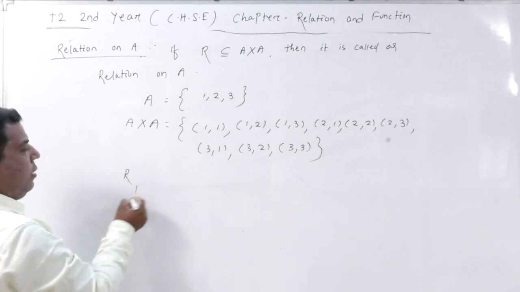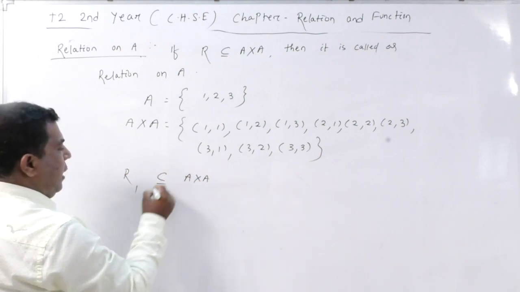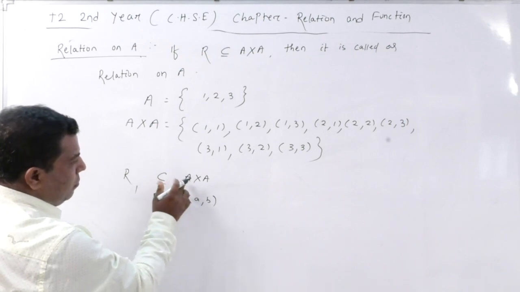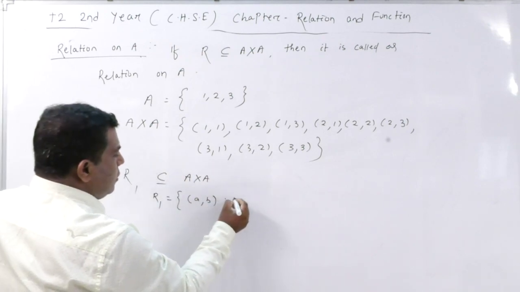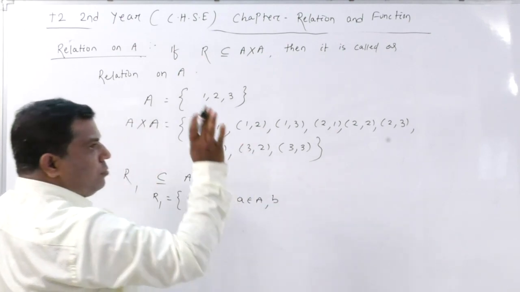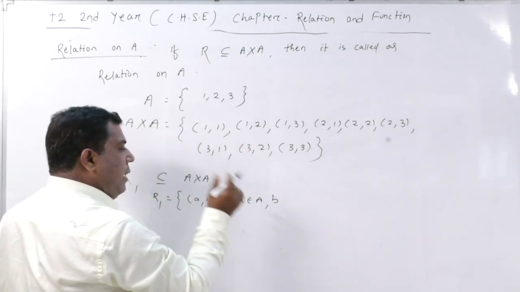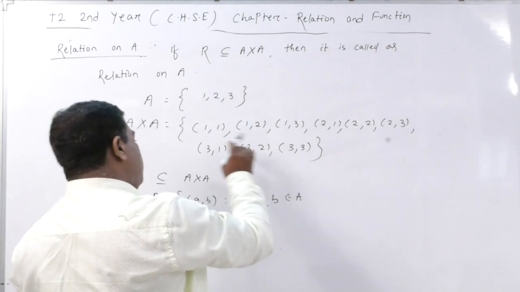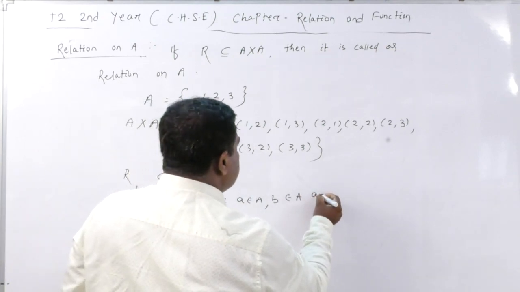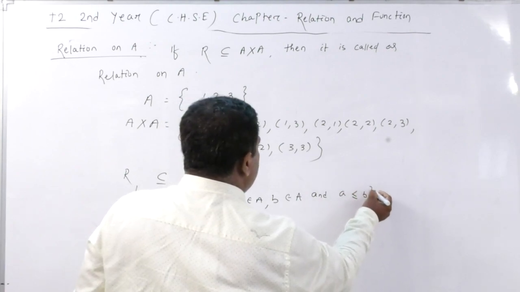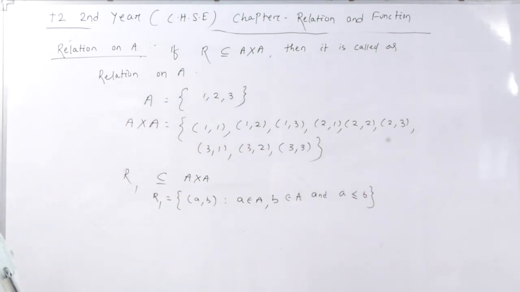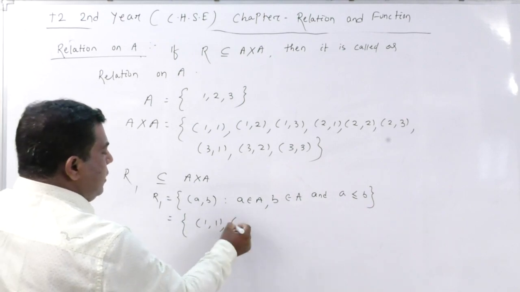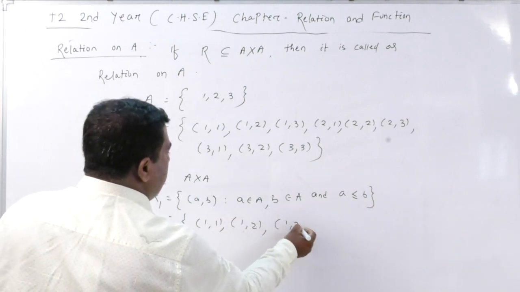Suppose we take a subset R1, which is a subset of A cross A, and R1 contains the ordered pairs (a, b), where a comes from A and b is also from A, such that a belongs to A and b belongs to A, and we take a is less than or equal to b. So what are the elements present here? It consists of (1, 1), (1, 2), (1, 3).